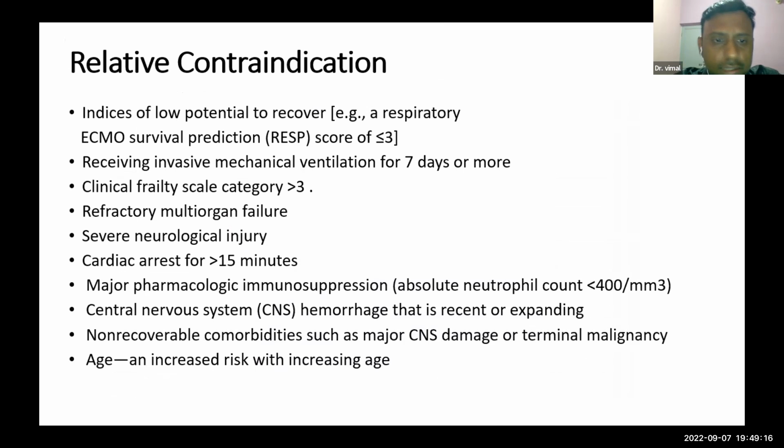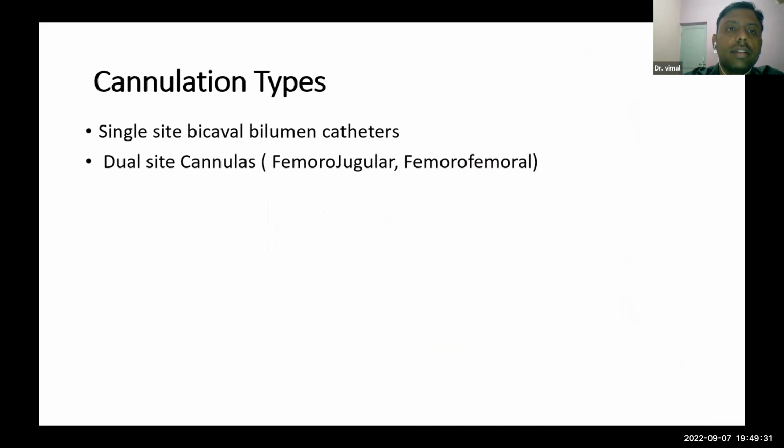And if the cardiac arrest is for more than 15 minutes, obviously with severe neurological injuries, all these get covered in the RESP score itself. And hemorrhage, major hemorrhage, is always a contraindication. So there are two cannulation types.